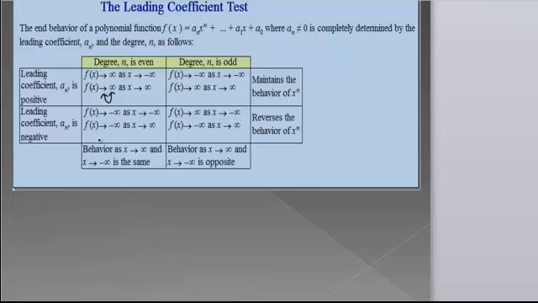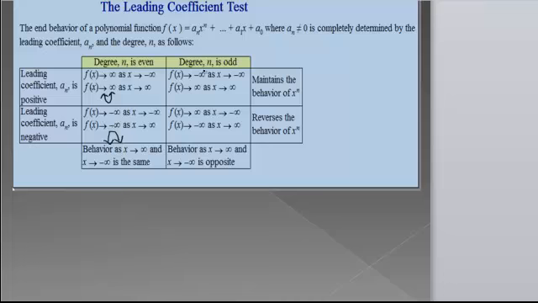If your leading coefficient is negative, then your graph is going to reflect over the x-axis. And in this case, as x is getting smaller, y is getting smaller. As x is getting bigger, y is still getting smaller. That's how you would read this graph, or this table.